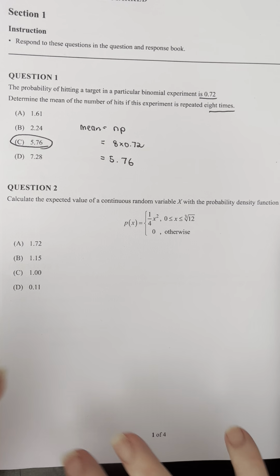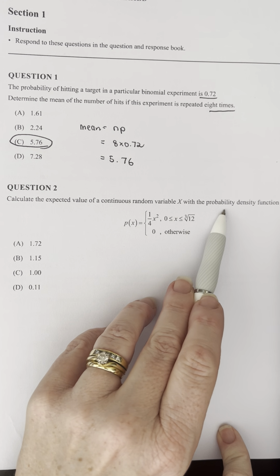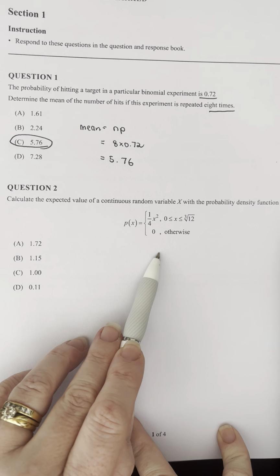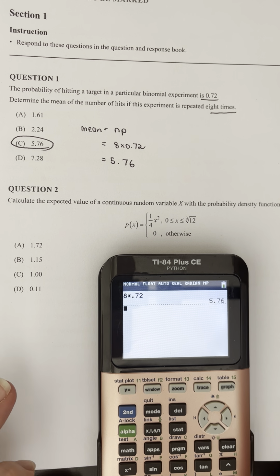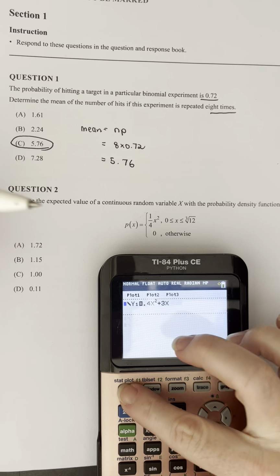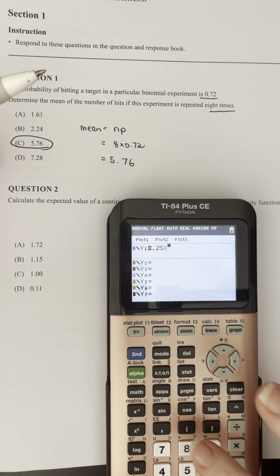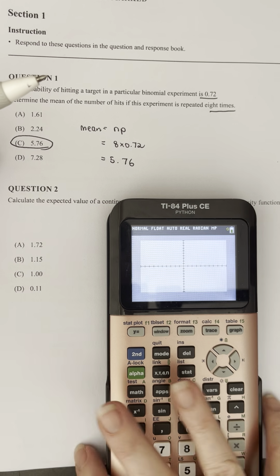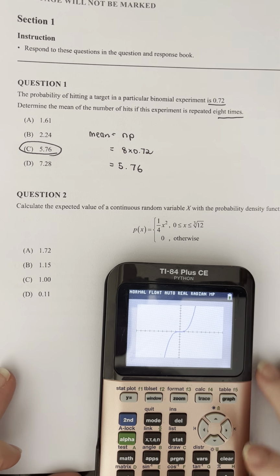In question 2, we have the expected value of a continuous random variable x with the probability density function listed here. Now if we're finding an expected value, we're going to put an extra x into that function. So instead of being x squared, I'm going to make that x cubed. So I'm going to put that in there, the 0.25x to the power of 3. Then I'll graph that, and I'm looking between 0 and the cube root of 12.